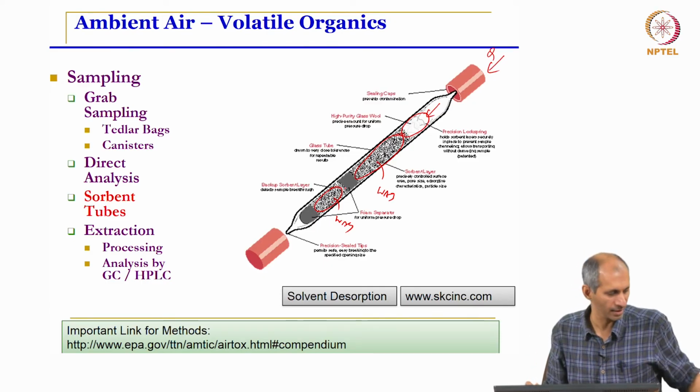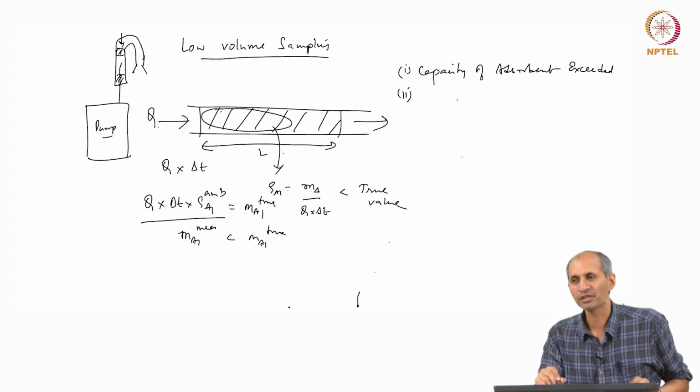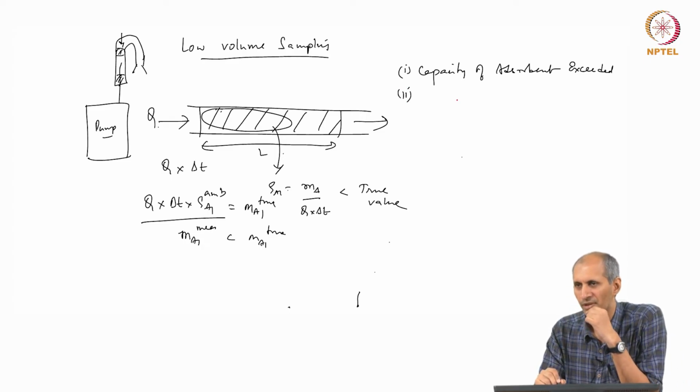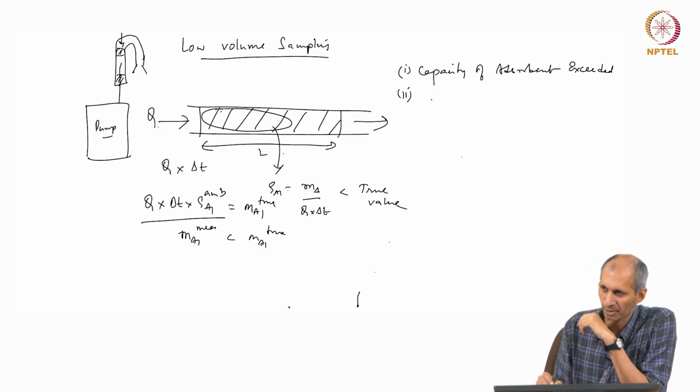The second reason is the other reason that we are talking about. If capacity is not reached, you are still losing material, it is going through the column. That is related to the flow rate, because there is something called breakthrough. There is something called a breakthrough curve in all these packed bed adsorption systems. The breakthrough curve looks like this.